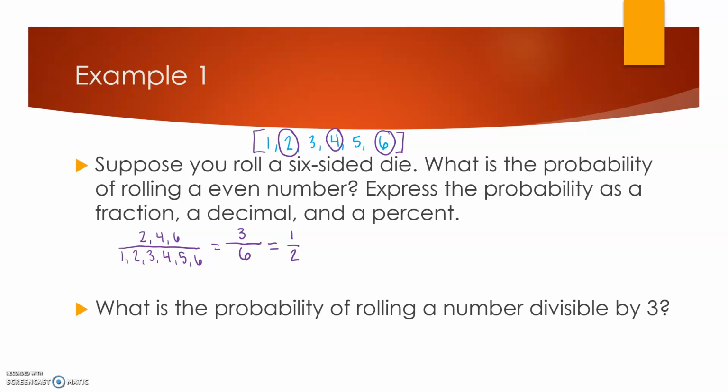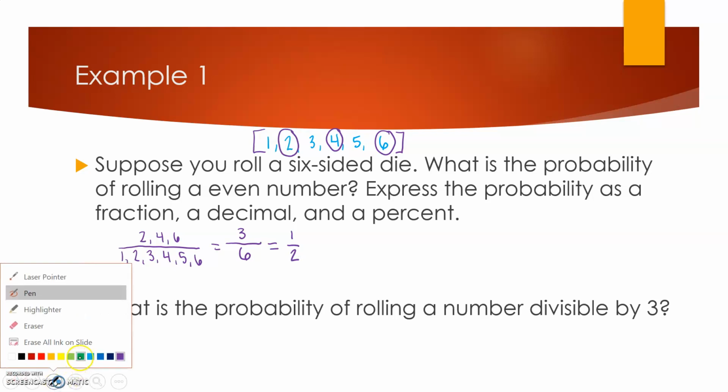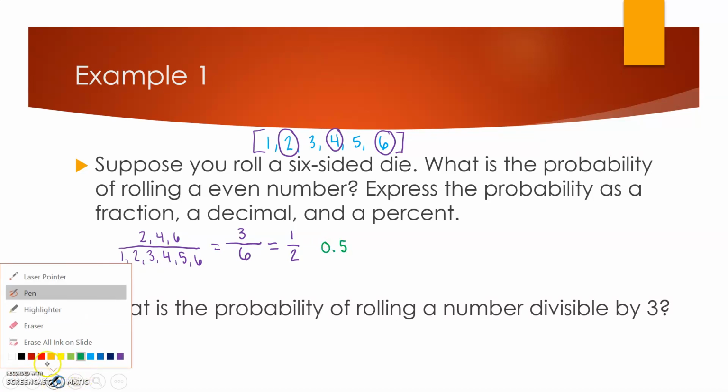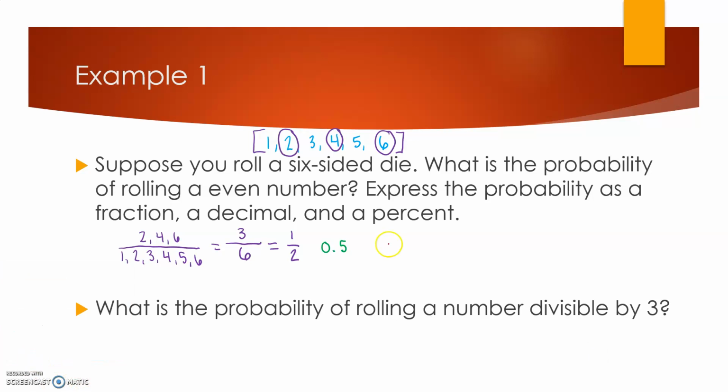So there's the fraction. As a decimal, if I do 1 divided by 2, I get 0.5. And then as a percent, if I move that decimal 2 places to the right, remember I have to think about 1, 2, and so I have to fill in a 0 in this place. It's not 5%, it's 50%. So I did fraction, decimal, and percent. There we go. So then it says, what is the probability of rolling a number divisible by 3?